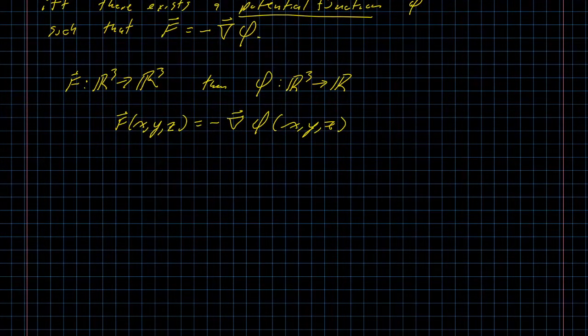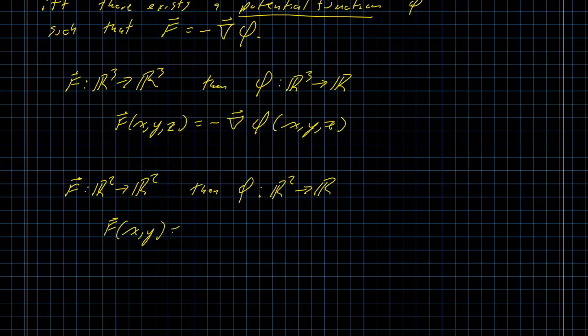But 2 dimensions is easier because it's a lot easier to graph. So we're mostly going to be looking at vector fields that go from R2 into R2 and potential functions that go from R2 to R. So if we have our vector field F of x and y is equal to the negative of the gradient of phi of x and y. And nothing that we do is going to depend on whether there's x and y or x, y, and z, with one exception, which is going to actually be the first thing we do. But that's okay.